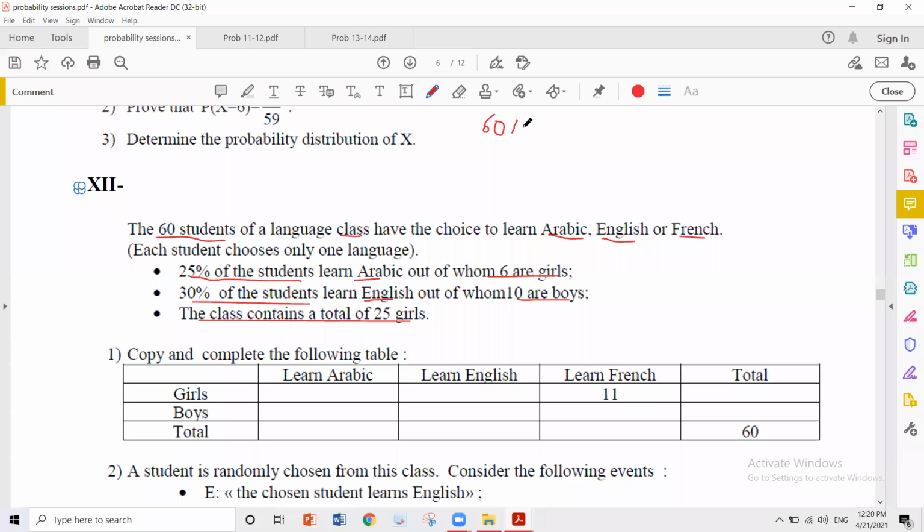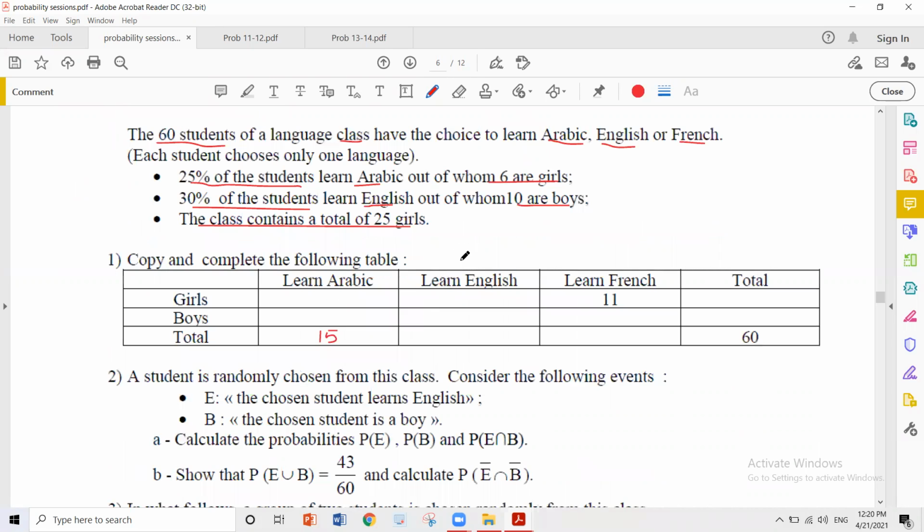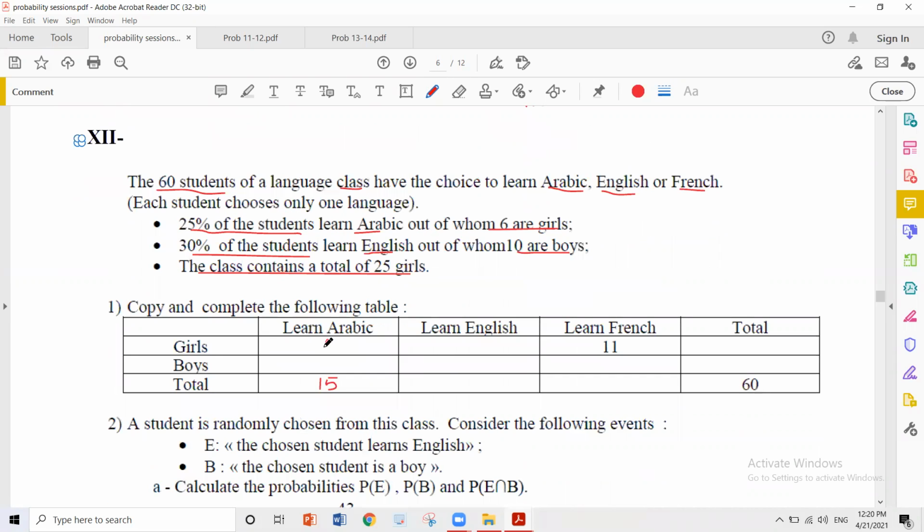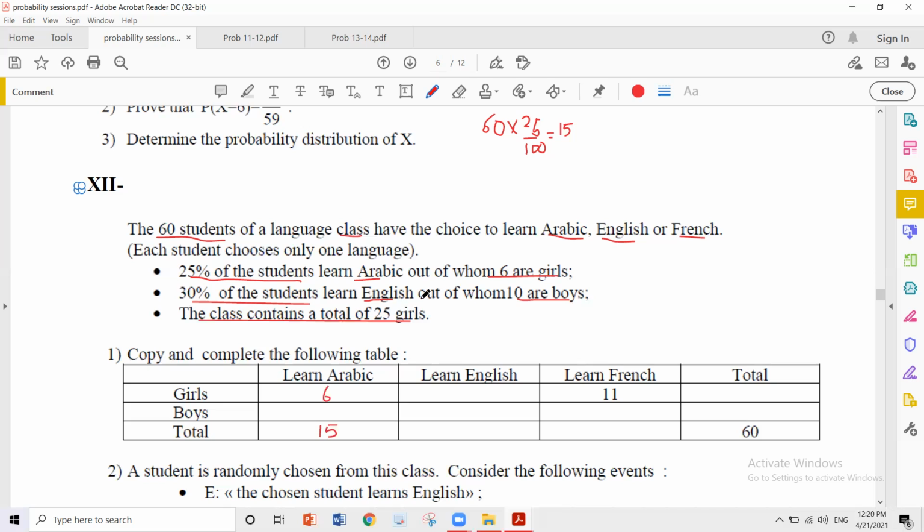60 times 25 over 100. We get 15. So Arabic students are 15. I put here 15. Out of whom 6 are girls. How much remains for boys? 9. Percent for Arabic.